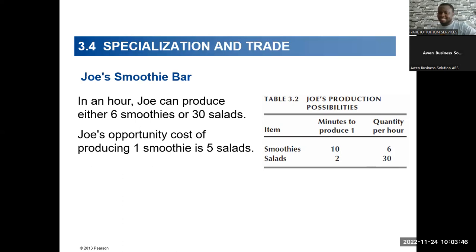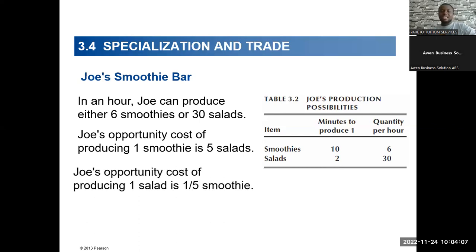You need 10 minutes to produce just 1 unit of smoothie. But then that 10 minutes, we could have used it to produce what? 5 units of salad. So the opportunity cost of producing 1 smoothie is going to be what? 5 salads that we sacrifice. Are we clear? Okay. Good.